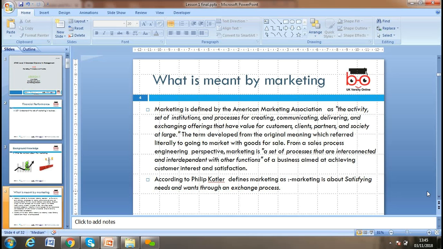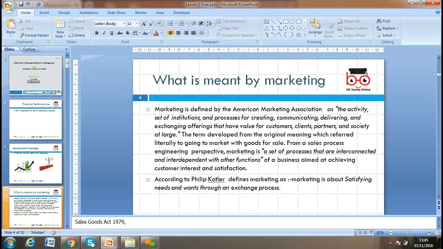Quite popular authors are Philip Kotler and Armstrong. They gave a definition: marketing is about satisfying needs and wants through an exchange process. When you give money and buy goods, you are exchanging. The main purpose is that you're buying it, so the goods need to be fit for purpose and meet your needs. According to the Sale of Goods Act 1979 in the UK, goods need to be fit for purpose.